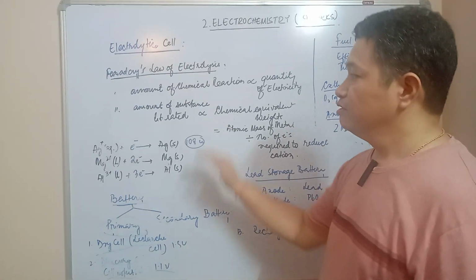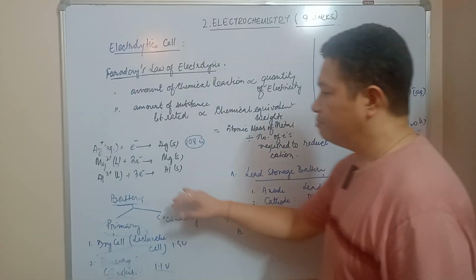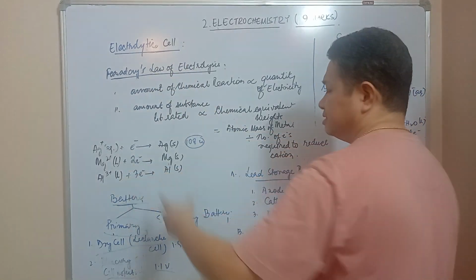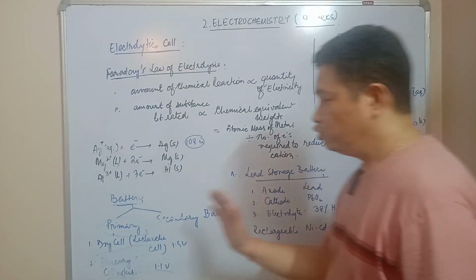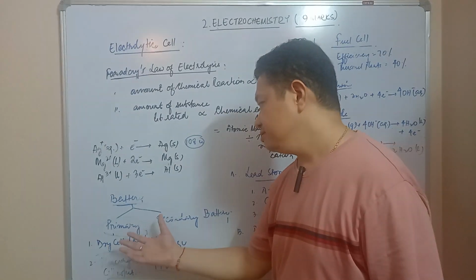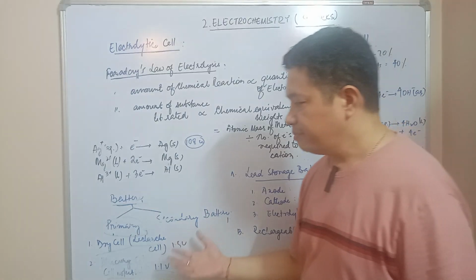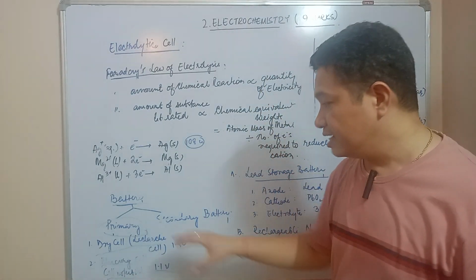If you understand this, then we'll move on to the next topic. So what are batteries? Batteries are again electrochemical cells, not electrolytic cells. There are two kinds of batteries. One is known as primary battery, and another is known as secondary battery. Primary battery, for example, dry cell. We also call it Leclanche cell.